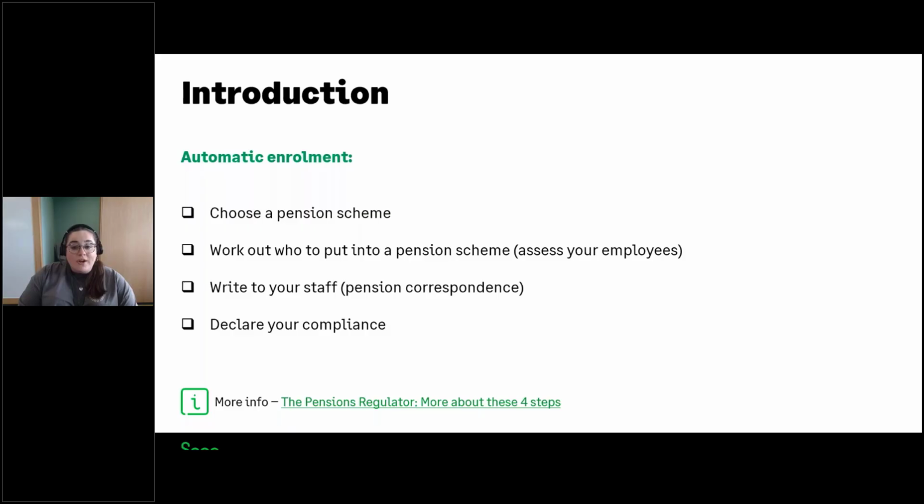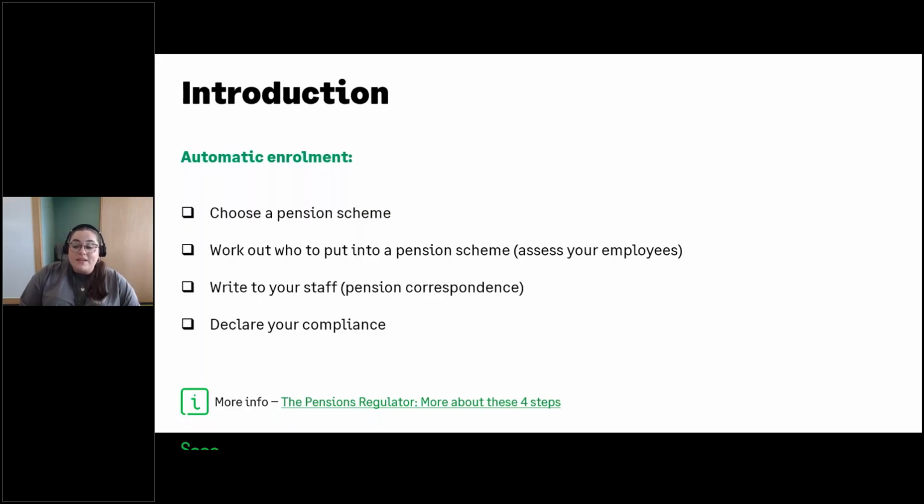Next step is working out who to put into the pension scheme, or assessing your employees. So you will need to assess the employees' age and wage to determine what's called their worker category and whether or not they're going to be eligible for automatic enrolment. Now, we do have a whole webinar on the pension assessment, which does go through in more detail assessing your employees and more on those worker types as well. So definitely get yourself signed up for that if you'd like to know more about that side of things. You'll also need to write to your staff, also known as sending pension correspondence, just so they know how automatic enrolment is going to apply to them.